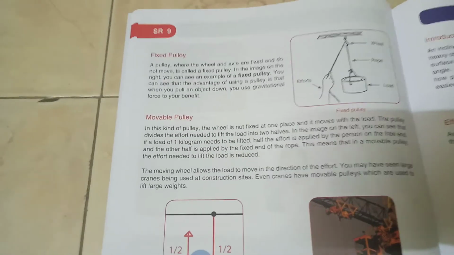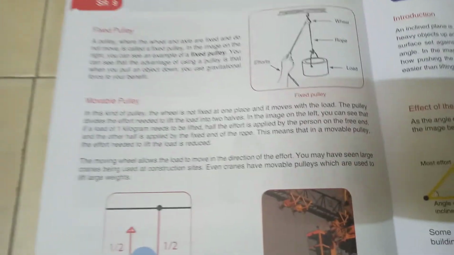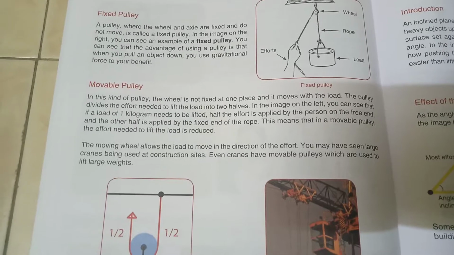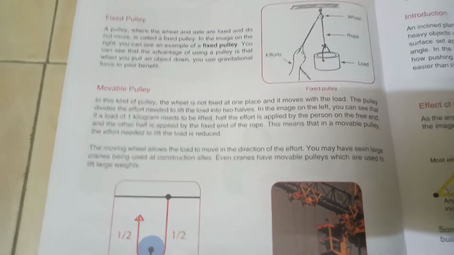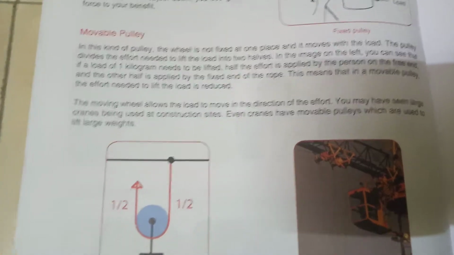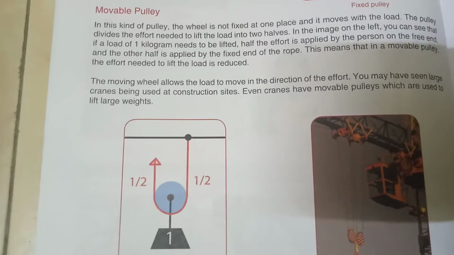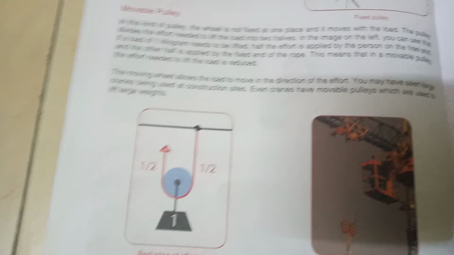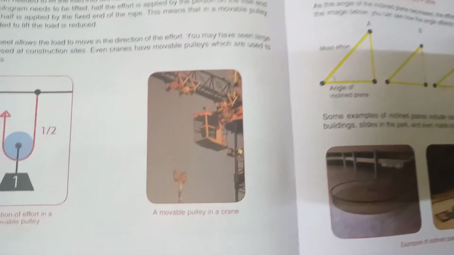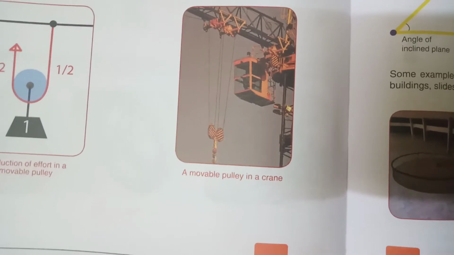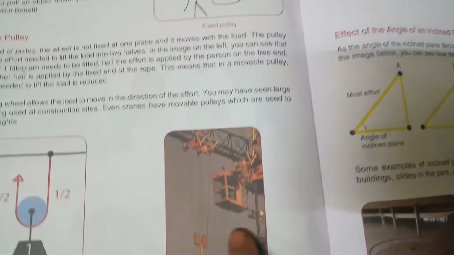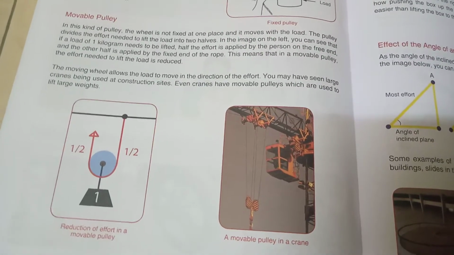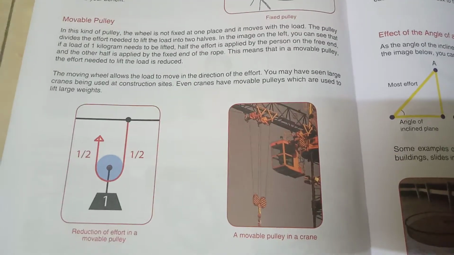Weight is up, effort is up. Half the effort is applied on the free end, and the other half is applied by the fixed end of the rope. This means that in a movable pulley, the effort needed to lift the load is reduced, half the effort. The moving wheel allows the load to move in the direction of the effort. Large cranes, you can see this movable pulley. This is a pulley here. Large cranes lift large weights.